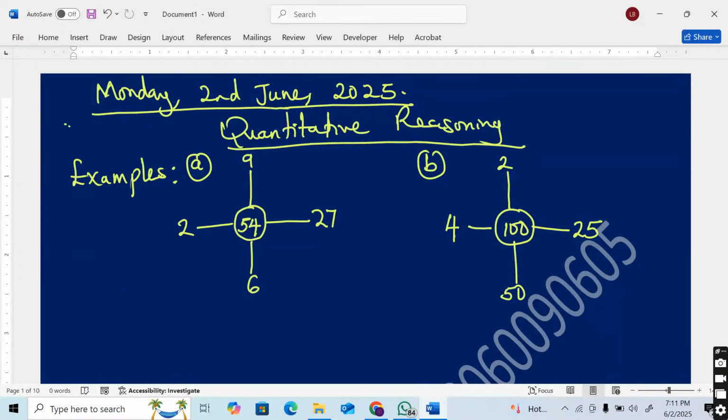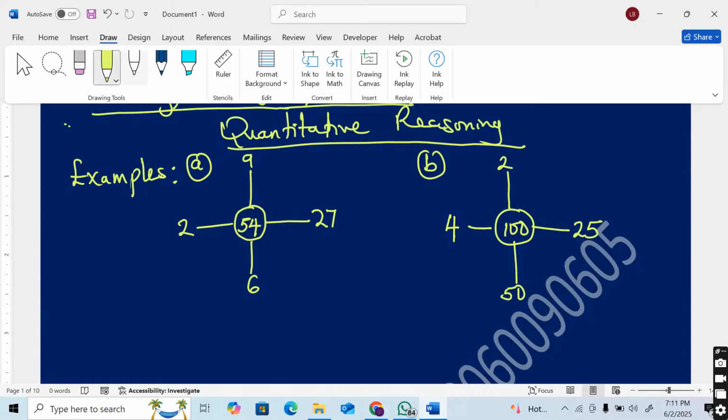Okay, yes, yes, yes. I'm already seeing the answers to getting the number at the center. Amazing, amazing, awesome. Okay, somebody said we should add all the numbers together. If we add all the numbers together, we are not going to get 54.